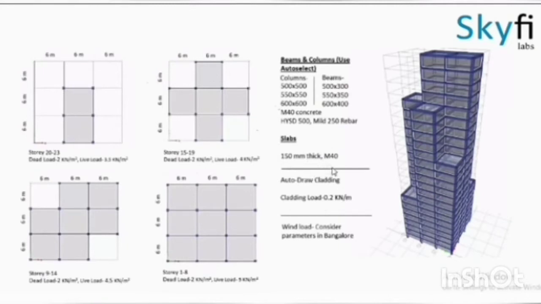We will use the auto draw cladding option. We have to apply the cladding load of 0.2 kN per meter. For applying the wind load, we will consider the parameter to be constructed in Bangalore city. Now let's open the ETAP software.